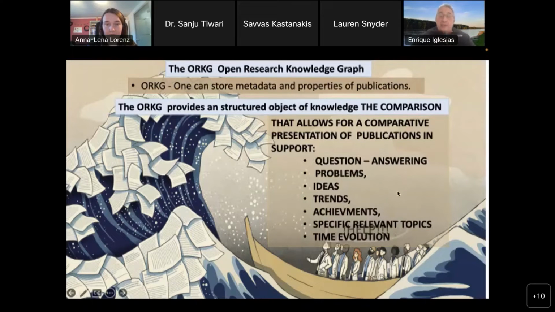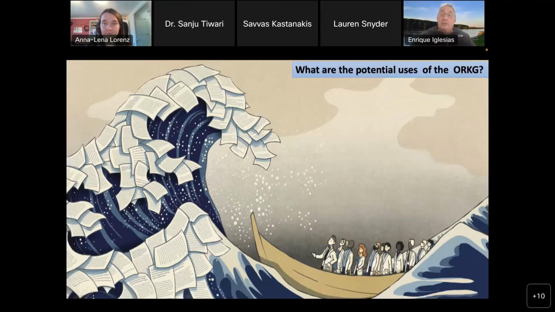that allows you, being redundant, to compare and present publications in support of many things: answering questions, situations, specific problems, the appearance and disappearance of ideas. It can keep up with the trends of production of research. It can highlight achievements of research work. It can be dedicated to specific topics. It can narrate, and tell you about the time evolution of a line of research.